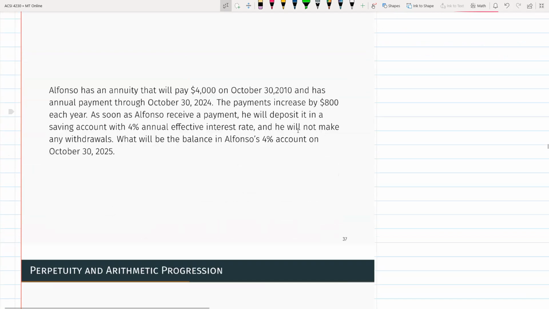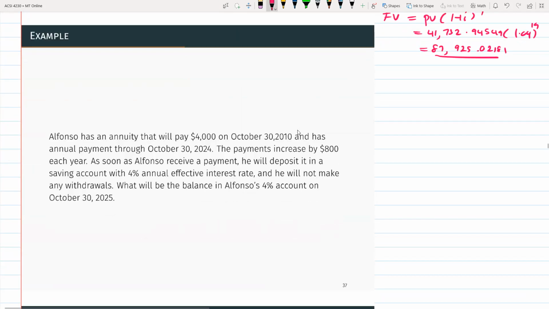So here is another question. Alfonso has an annuity that will pay 4,000 on October 30, 2010, with annual payments through October 30, 2024. The payment increases by 800 each year. As soon as Alfonso receives a payment, he will deposit it in a savings account with a 4% annual rate and will not make any withdrawal. So it is exactly the same as the previous question. I would advise you to try this question and then ask me whether you are right or wrong, because it looks exactly like the previous question.